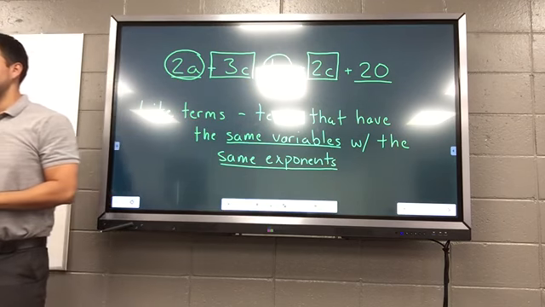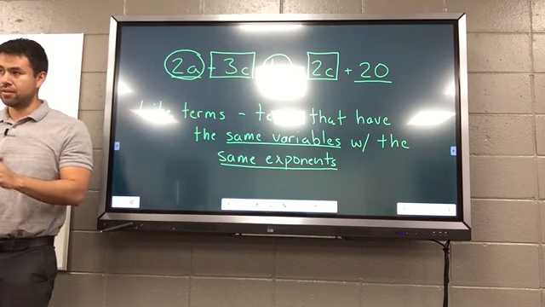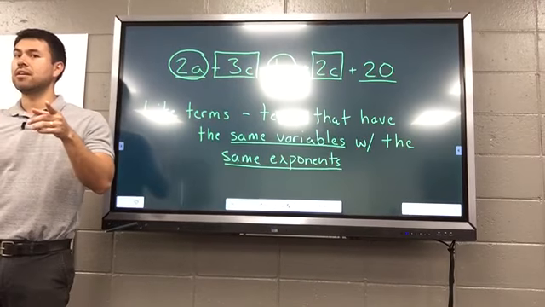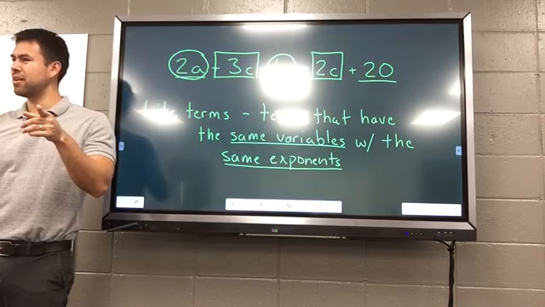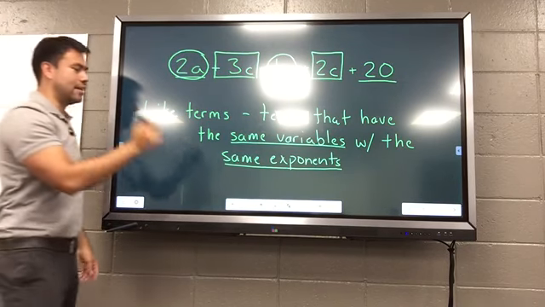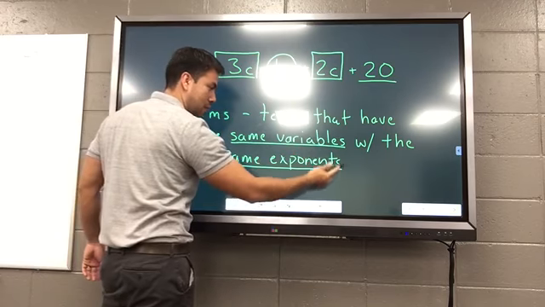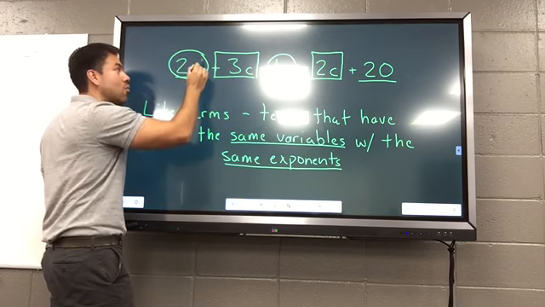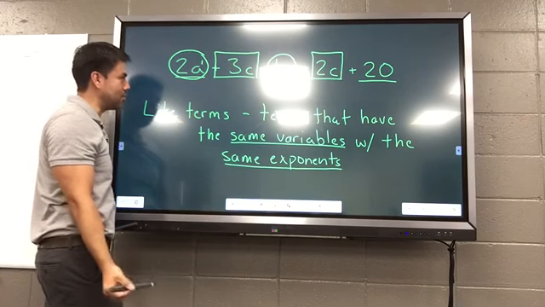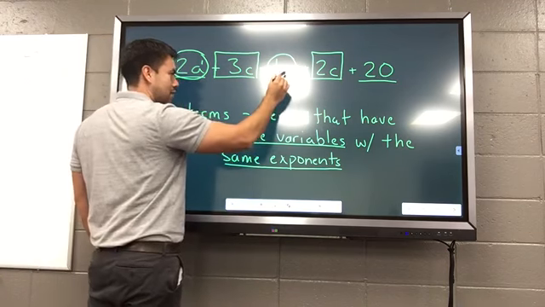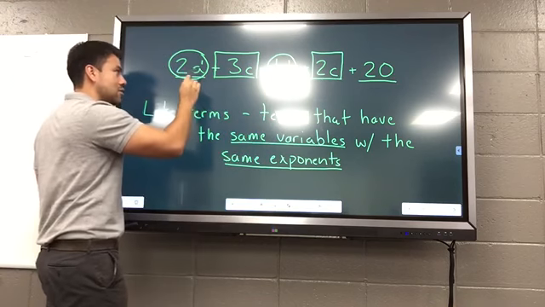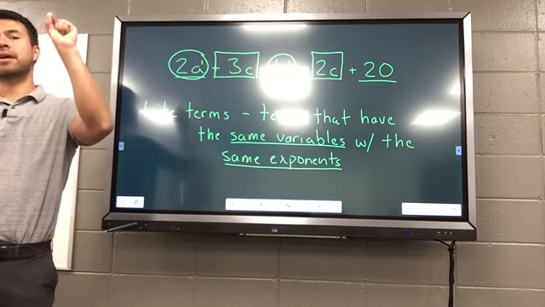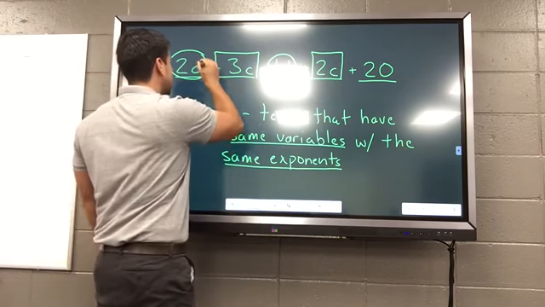How do I know that the two circled terms are like terms? Because they both have the same variable with the same exponent. We haven't talked about exponents today other than me writing it here. What's the exponent of A? There's a 1 there. It doesn't have to be written there, but it is there. Do these two terms have the same variable? Yes. Do those variables have the same exponents? Yes. Even though they're not written, they are the same.